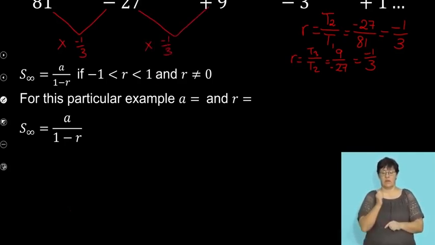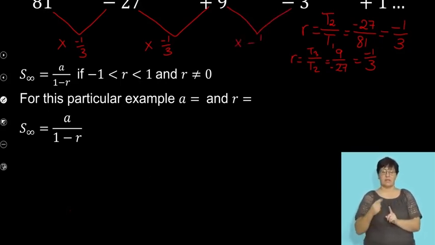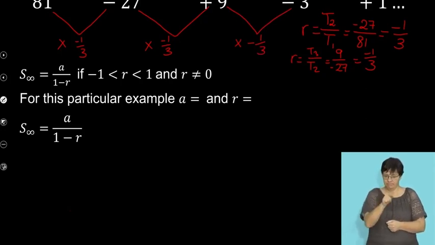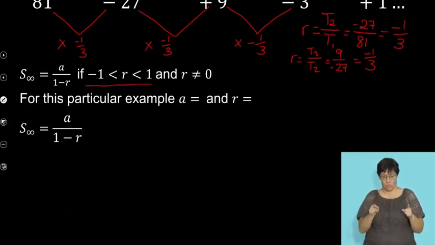So, to get from 81 to -27, I've multiplied by -1/3. From -27 to 9, I've multiplied by -1/3. From 9 to negative 3, I've multiplied by negative 1/3. So we are actually going to be able to calculate the sum to infinity of this sequence because I've got a ratio that's between negative 1 and 1. And I can see that my common ratio is not 0. So because my ratio is negative 1/3, I can calculate the sum to infinity.